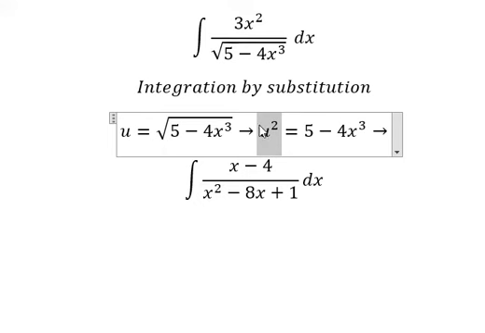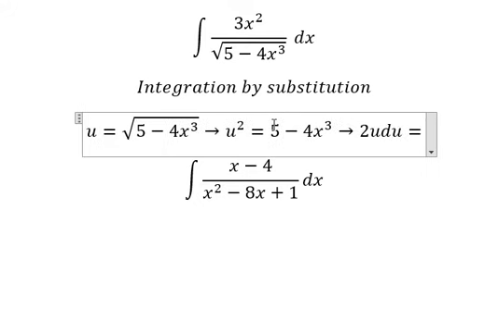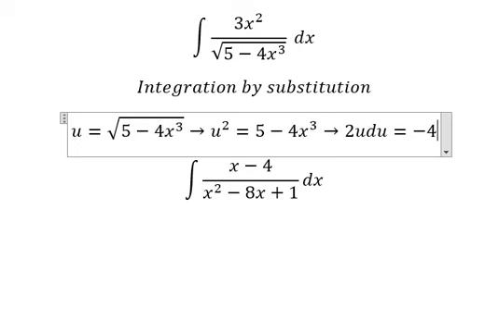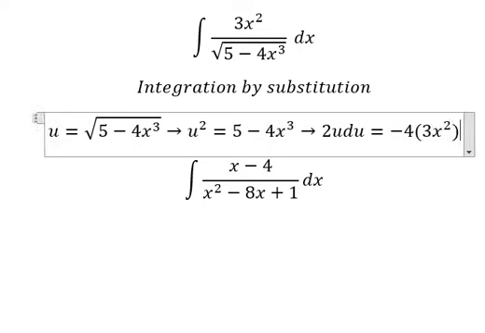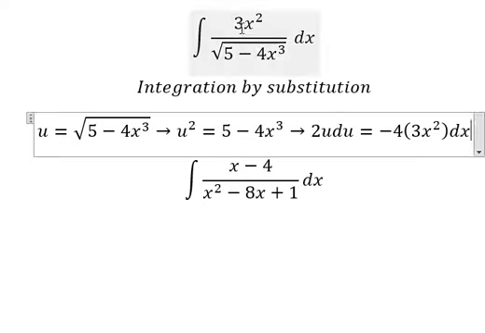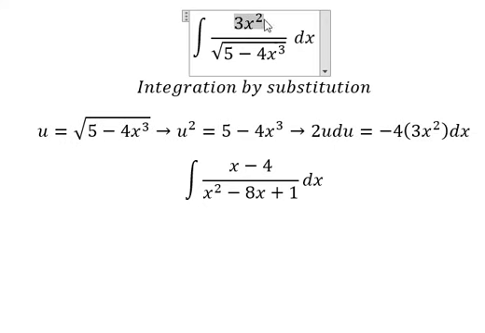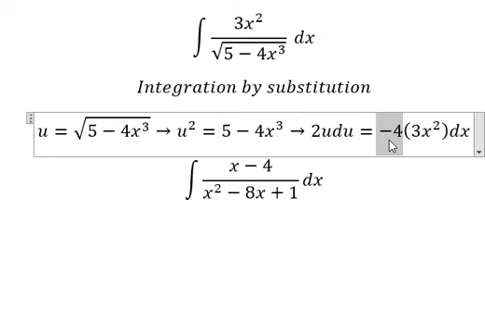The first derivative of u squared, we have 2u du. The first derivative of the number 5 is a constant, so you get 0 here. The first derivative of x to the power of 3, we have 3x squared dx. Because we only have 3x squared but we don't have negative 4, we need to divide both sides by negative 4.